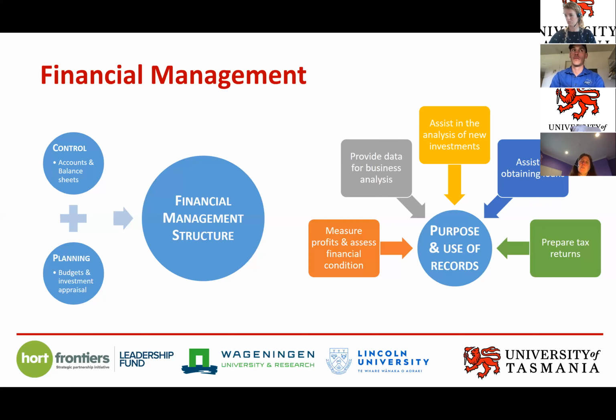So we're moving, if you look at the slide from the purpose and use of records, we're moving from the orange, measure, profit and assess, so the actual measurement, to actually doing some business analysis using that data to determine whether we can invest further. Now, we might have the money to do that investment ourselves from our retained profits, but we might need to borrow. So it's also useful to obtain loans from banks or others. And the final point of financial management is, if we're a significant business, then we have to pay tax on our profits, so we need to be able to prepare tax returns.